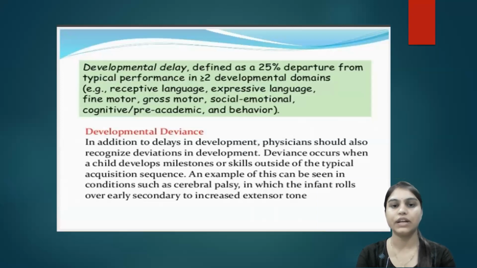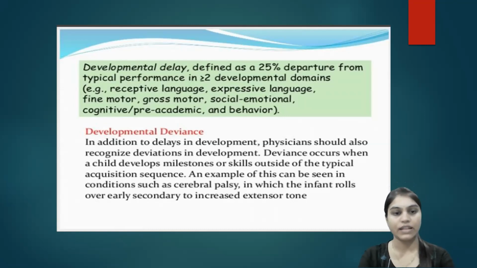Developmental delay is defined as a 25% departure from typical performance in two or more developmental domains. Examples include receptive language, expressive language, fine motor, gross motor, social, emotional, cognitive, pre-academic, and behavior.